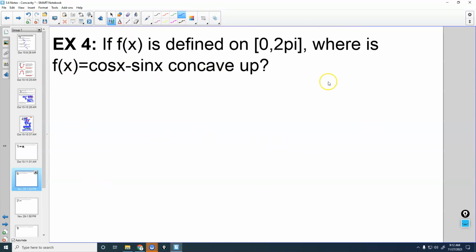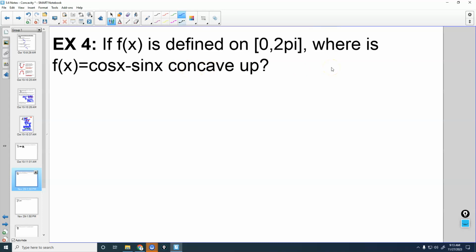Let's go to 4, so we need to do a little trig, we need to do a little natural log sort of stuff there. So, f is defined on 0 to 2 pi. They are telling you this because otherwise you have infinite answers to this, because trig just repeats itself over and over again. So it's going to be concave up, then concave down, then concave up, then concave down. It would go on forever. So, they're restricting us to just 0 to 2 pi. And we are looking for f of x equals cosine x minus sine x. We're looking for where it's concave up.